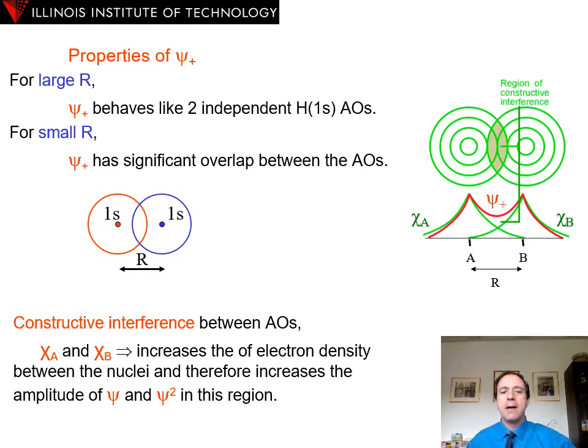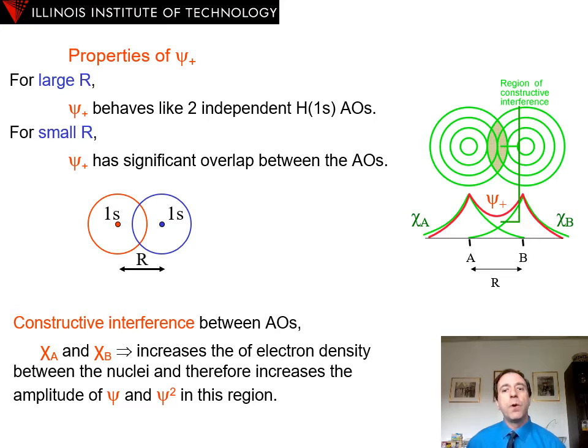So what does that mean? Well, it means we're going to have constructive interference between the two atomic orbitals. So chi sub A and chi sub B will increase the electron density between the two nuclei. That region right in between the two nuclear centers is going to have a lot more wave function density, and therefore psi squared is going to go up. So the probability of finding the electron in a region between the two nuclei is going to be higher because that's the constructive overlap between the amplitudes of those wave functions.